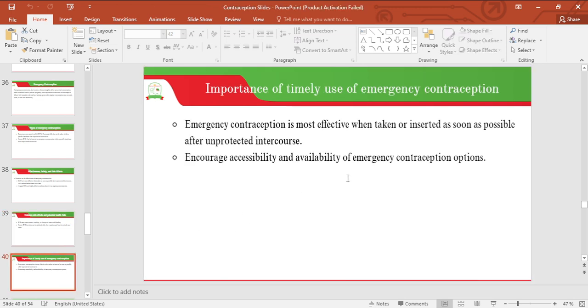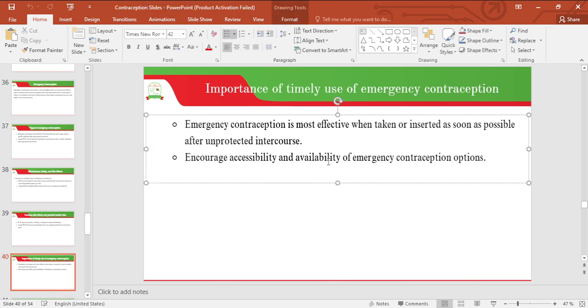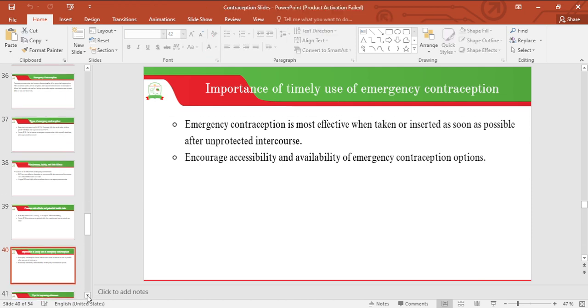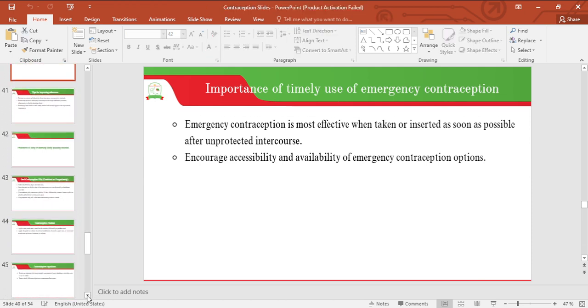Let's look at the importance of timely use of emergency contraception. Emergency contraception is most effective when taken or inserted as soon as possible after unprotected sexual intercourse. Encourage accessibility and availability of emergency contraceptive options in case an individual has gone into unprotected sexual intercourse.